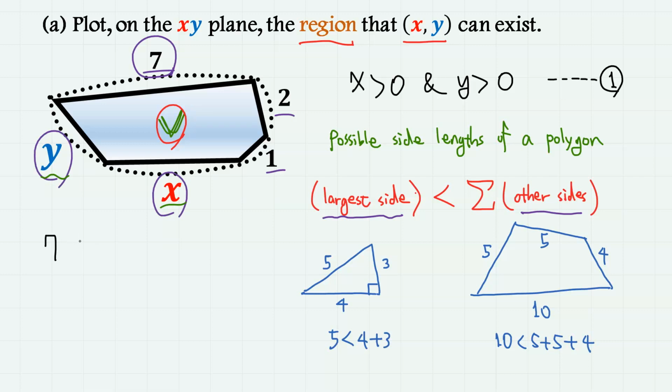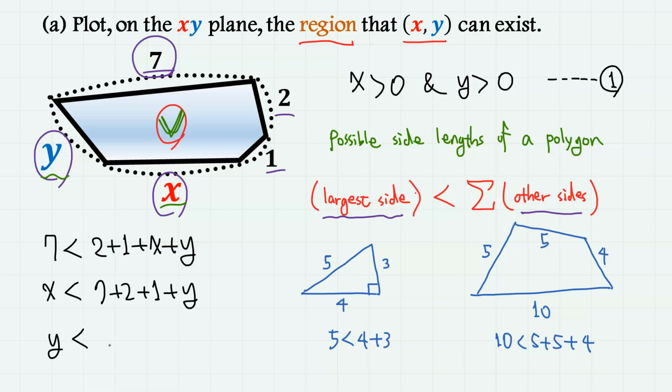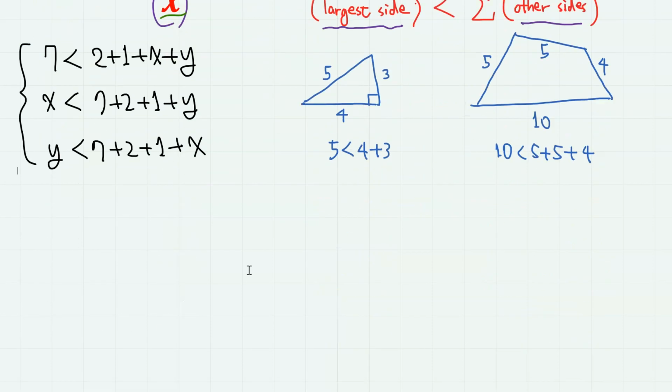First, 7 must be less than the sum of the other 4 lengths, so 2 plus 1 plus x plus y. And x must be less than the sum of the other 4 lengths, so 7 plus 2 plus 1 plus y. And finally, y must be less than the sum of the other 4 lengths, 7 plus 2 plus 1 plus x. So we have obtained 3 inequalities.